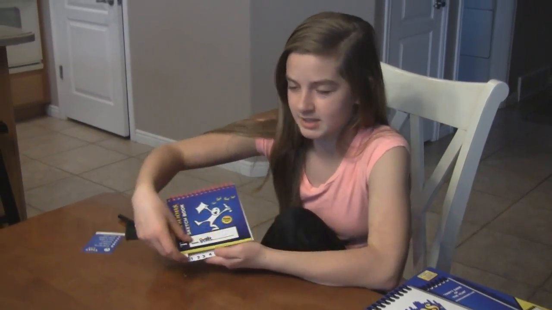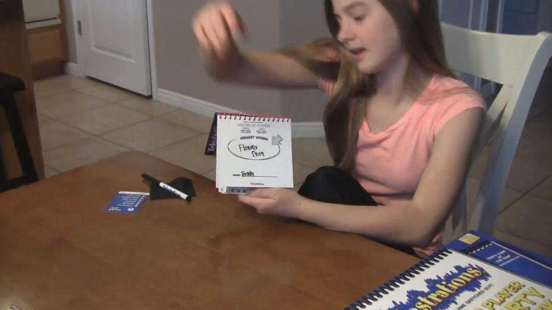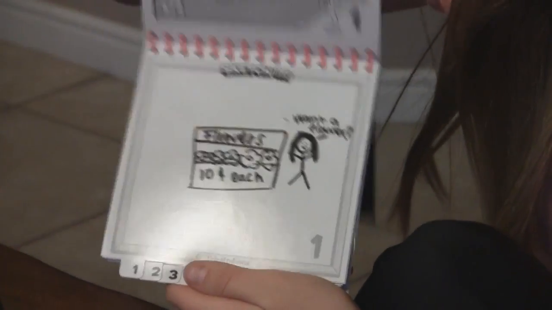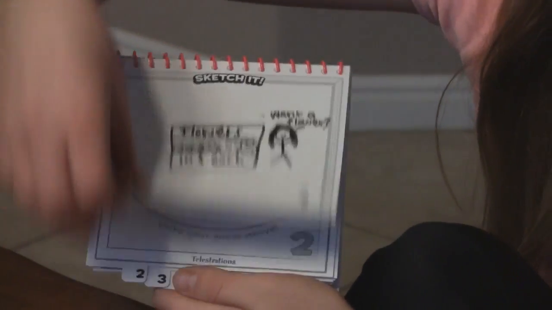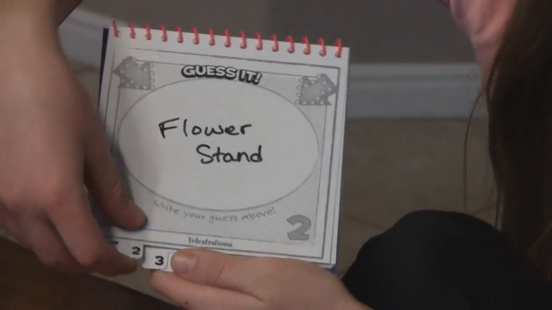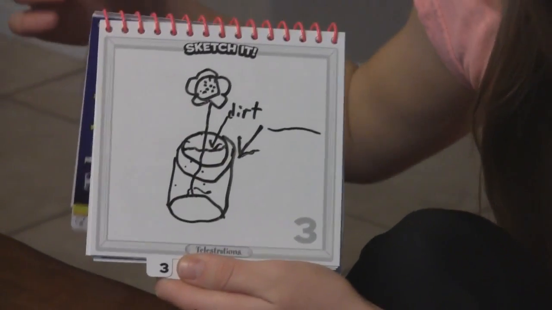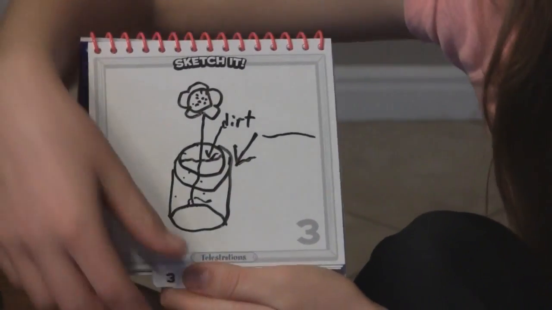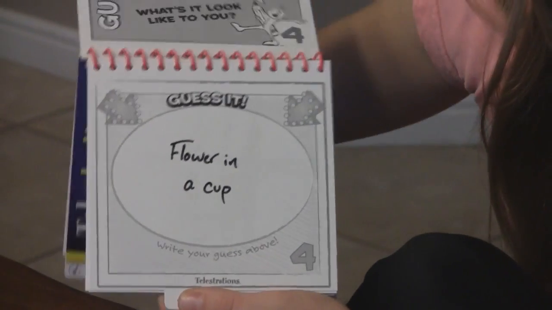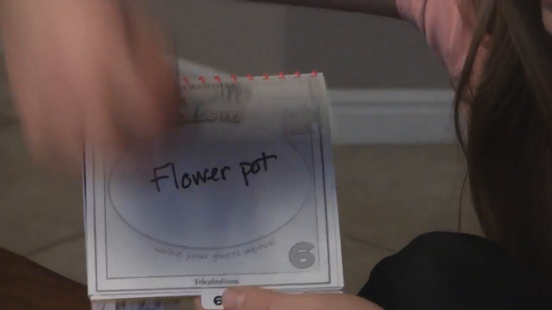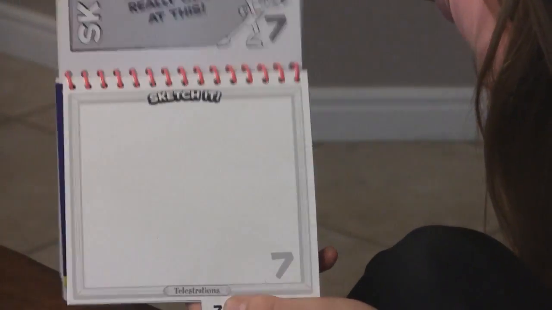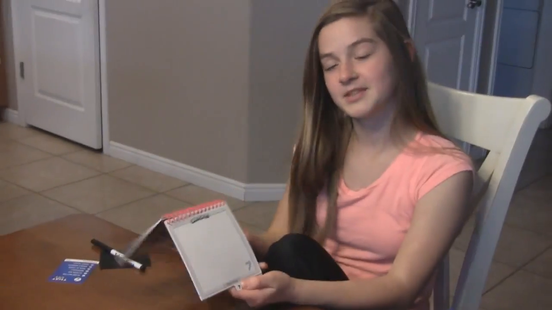So then I go like this and I show everybody. I had flower shop. And so I drew that little drawing. Nice drawing. And they guessed flower stand. And that's what it was, John. Flower in a cup. Flower pot. That's it. All right. So it started with flower shop and ended with flower pot.